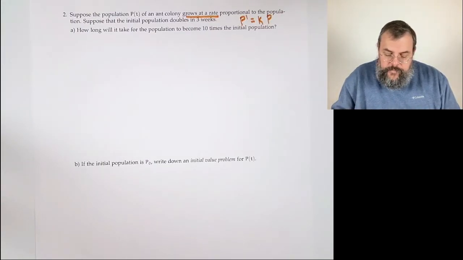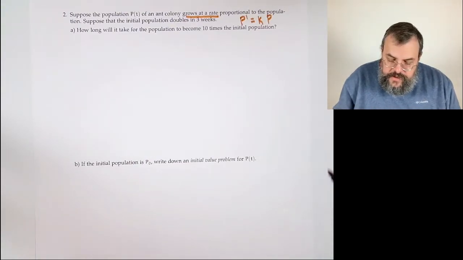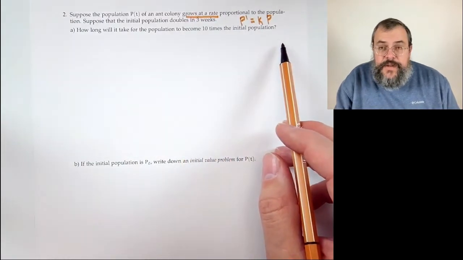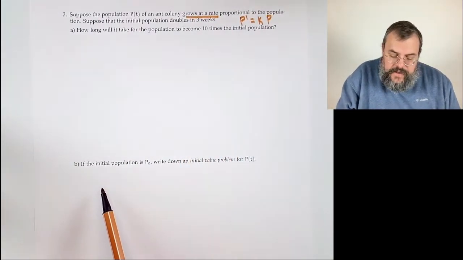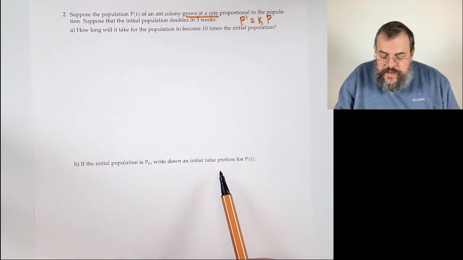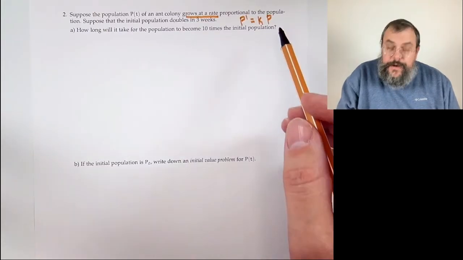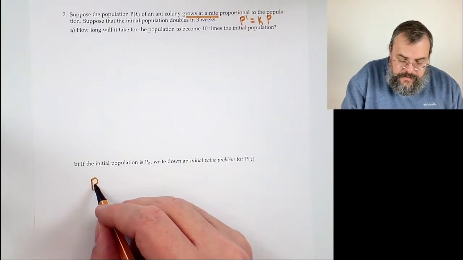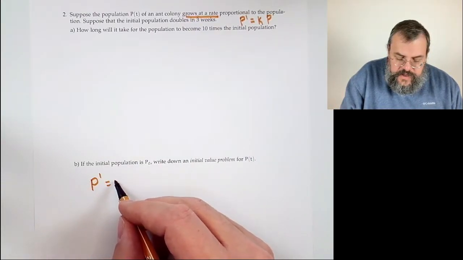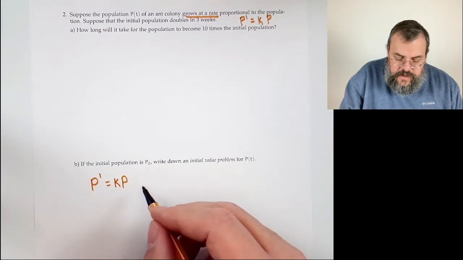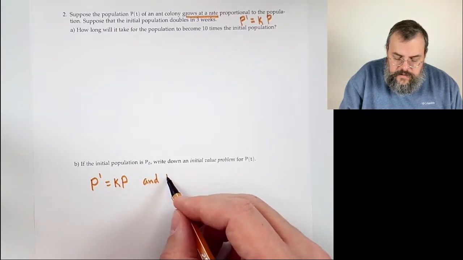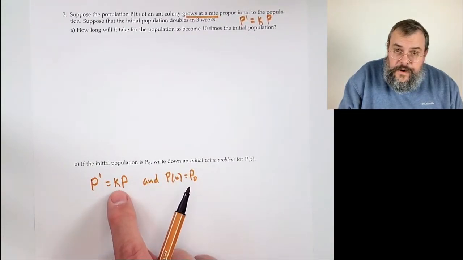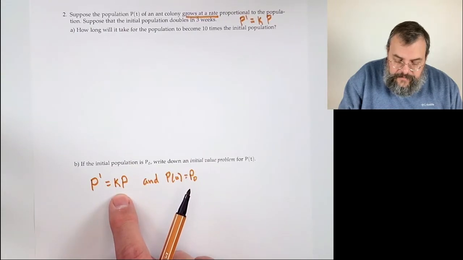Okay, we should make a note. There's 2 parts. How long will it take for the population to become 10 times the initial population? And then there's part B. If the initial population is P0, write down an initial value problem for P of t. Well, we actually pretty much just did that. So the initial value problem says P prime is some constant K times P, and P of 0 equals P0. Now, are we done? No, we have to talk about K.